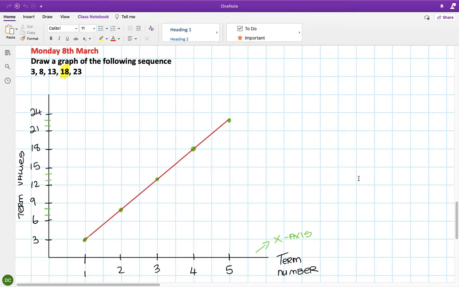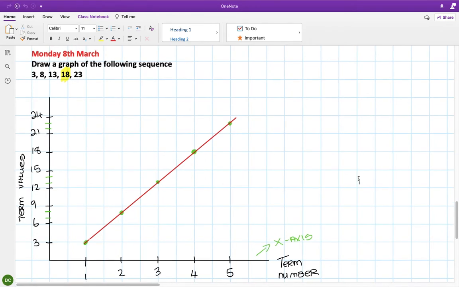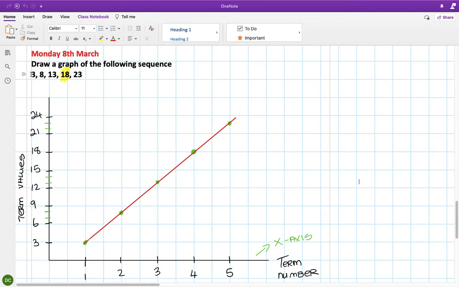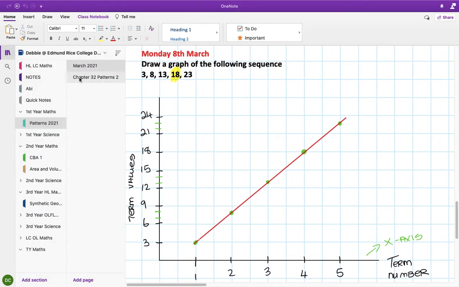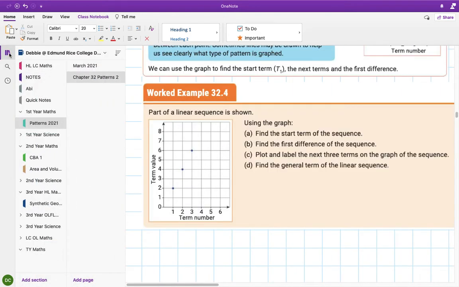And then I should be able to draw a dead straight line through all of my dots. And I can. Okay, so that's the graph. Hopefully that went well. I think it went well for most people.